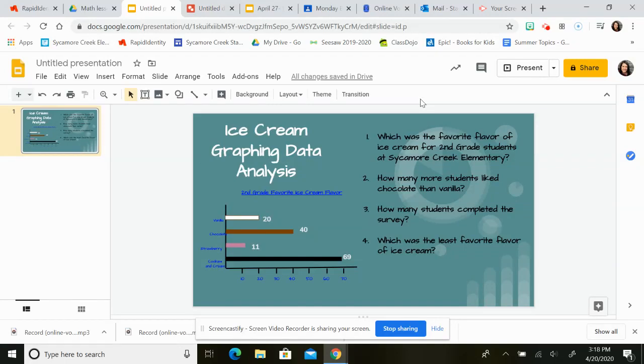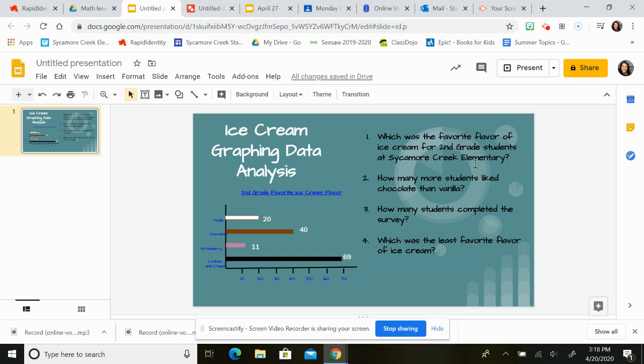Now we're going to analyze the data from our second grade favorite ice cream flavor graph. Before we begin, there are a couple of questions that are going to require doing some math equations. So I would like you to go ahead and pause the video, get a sheet of white paper and a pencil or a whiteboard so that you can try solving these problems yourselves. Go ahead and pause the video, and when you're ready, come back and we'll get started.